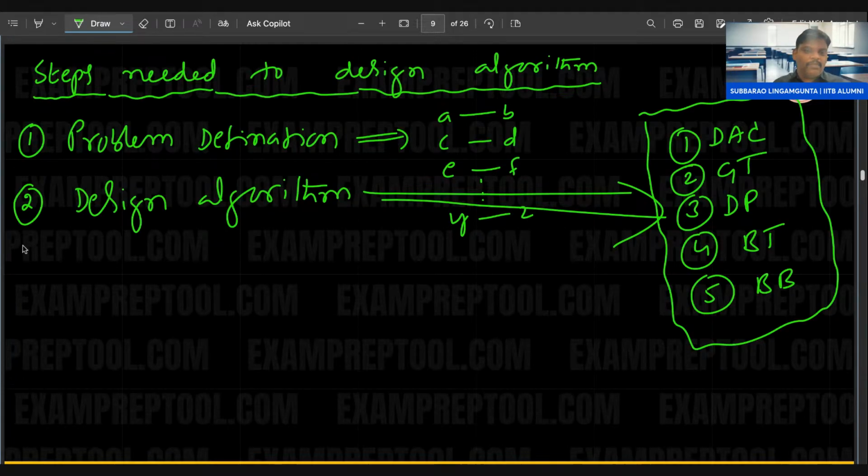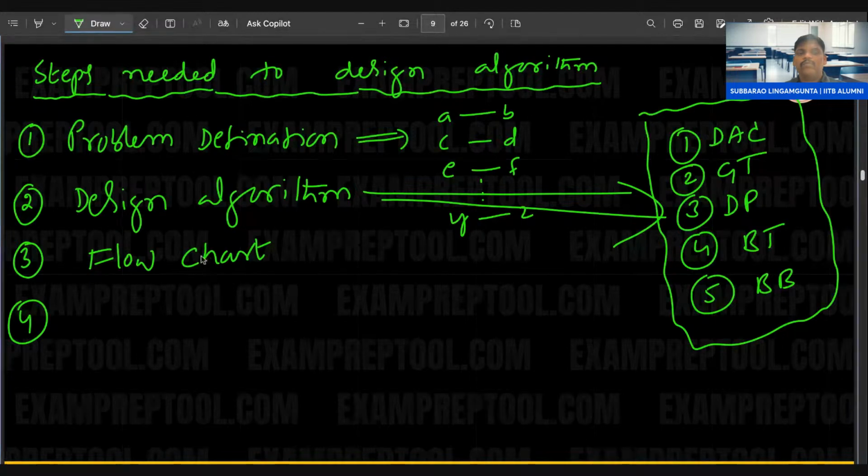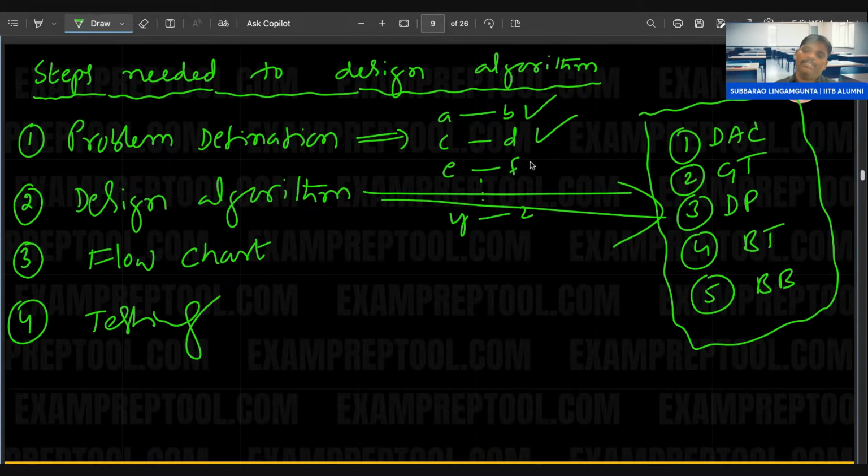Suppose the second step is over, which means almost you got the algorithm, in normal English lines. Now, using that algorithm, draw a flowchart, because you already have the algorithm. The fourth step comes after the flowchart is available: testing, by applying all possible test cases.